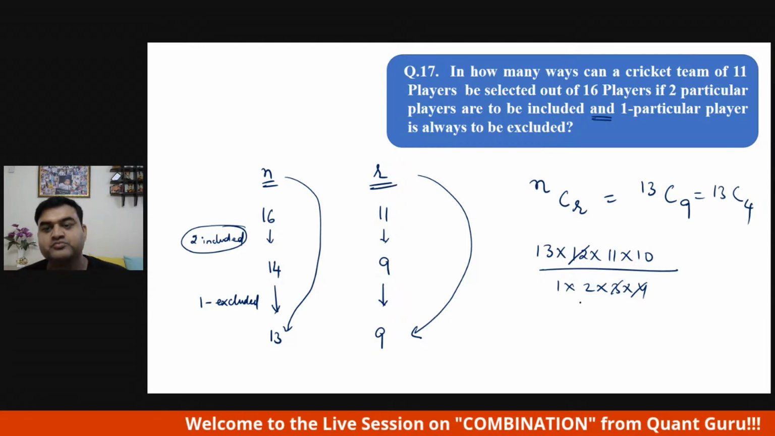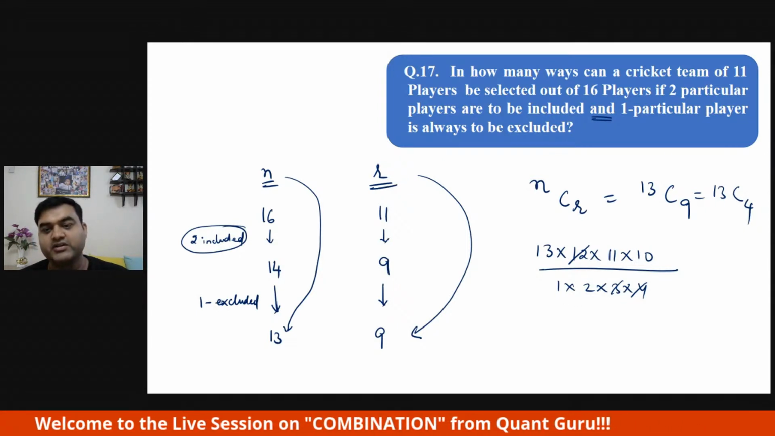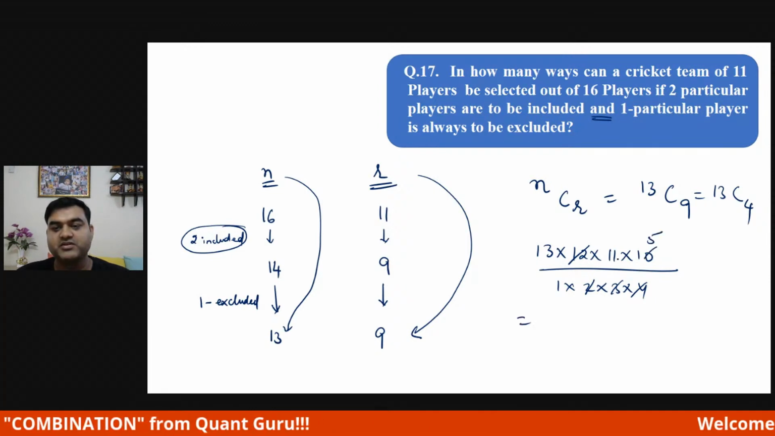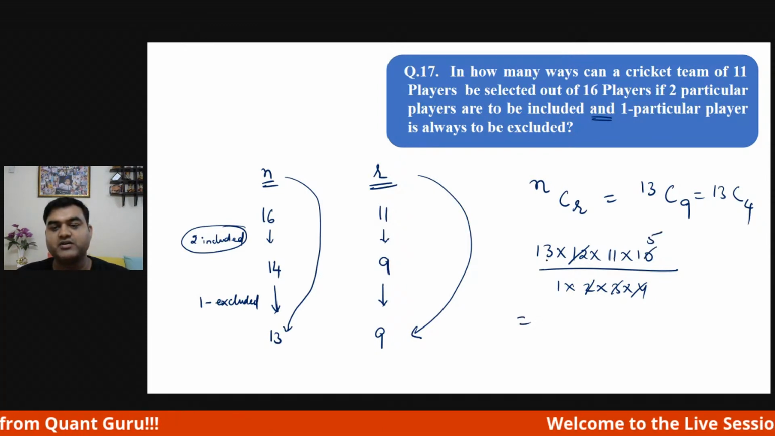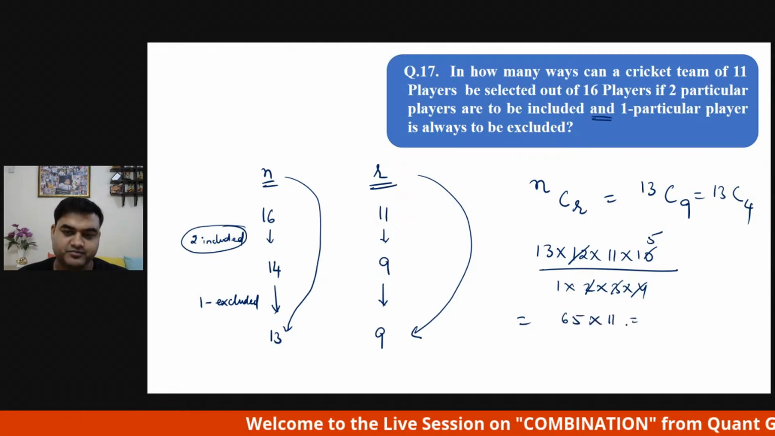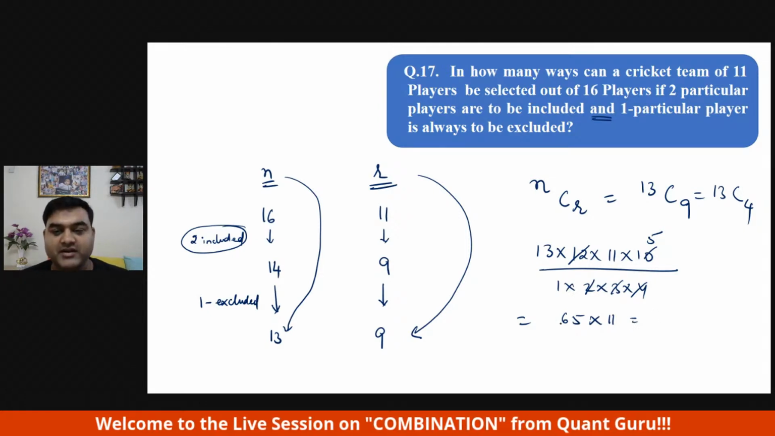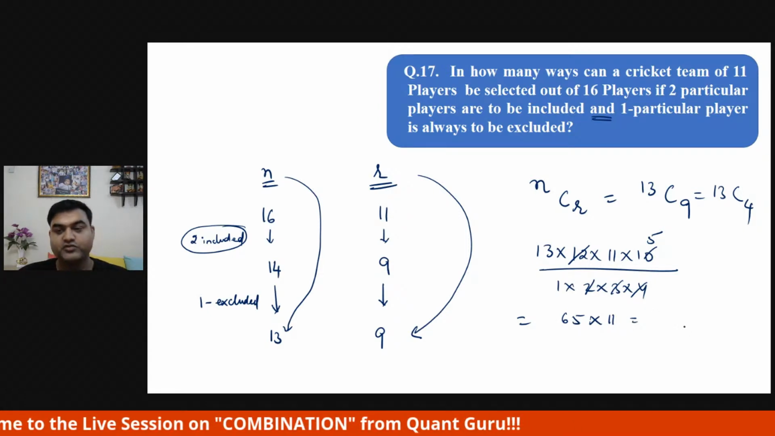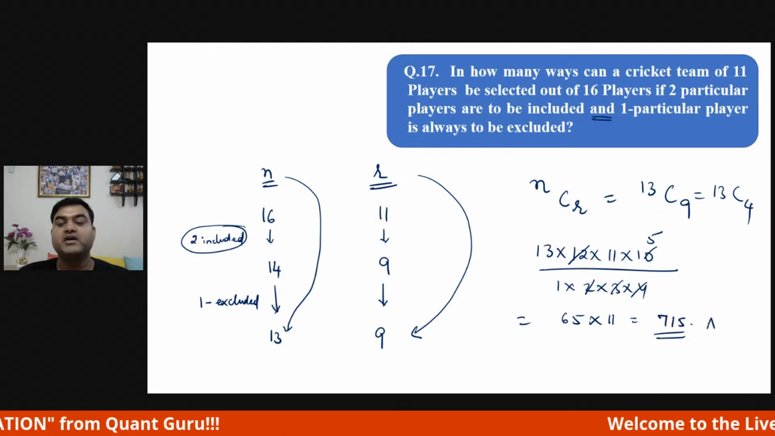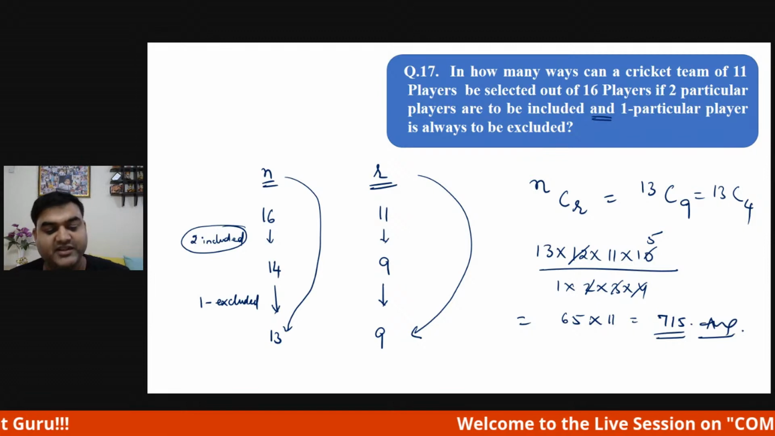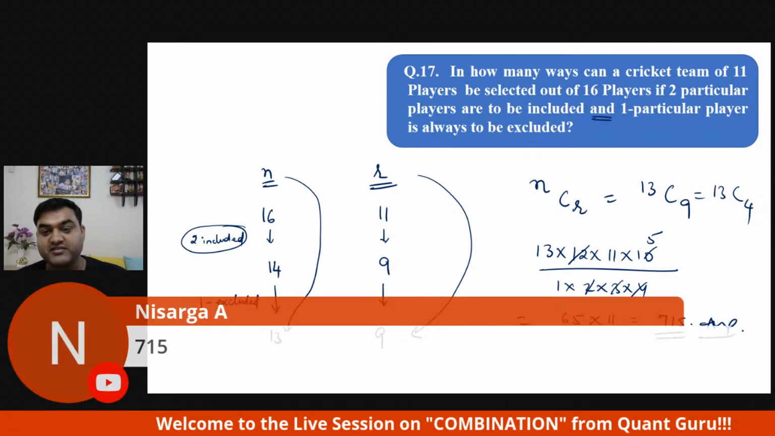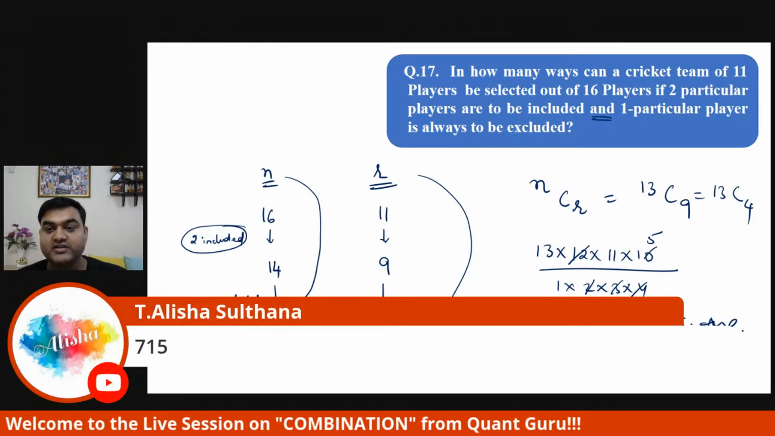Correct, no? Okay. So the answer will be 13 into, or we can do directly 65 into 11. 11 fives are 55, 11 sixes are 66 plus 5, so 71 and 5, 715 will be our answer. Yes, 715 seems to be the answer. Wonderful. Many have got the answer as 715. Wonderful, guys. You guys are awesome.